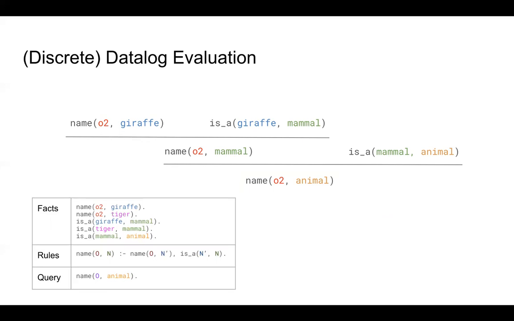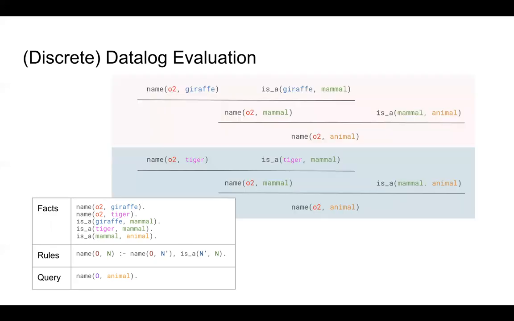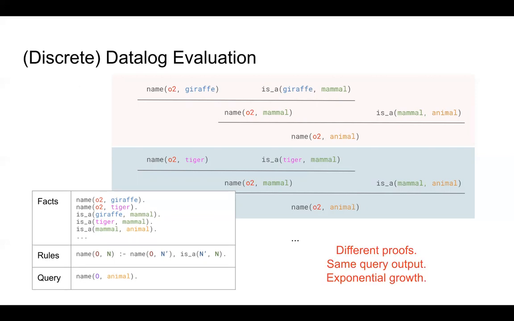Now, let us slightly change the input facts. Let us say that the name relation has these pairs, O2 giraffe and O2 tiger. What we have now is two so-called proof trees, or derivation trees, of the same outcome that O2 is an animal. You can either follow the proof tree which starts with O2 being a giraffe, or the proof tree where O2 is a tiger. As we go further, as we have more and more labels in our input, in this case of animals, we might get an exponential blow up. But the crucial part is that the query outcome will not change. We'll still know that the object O2 has the name animal.